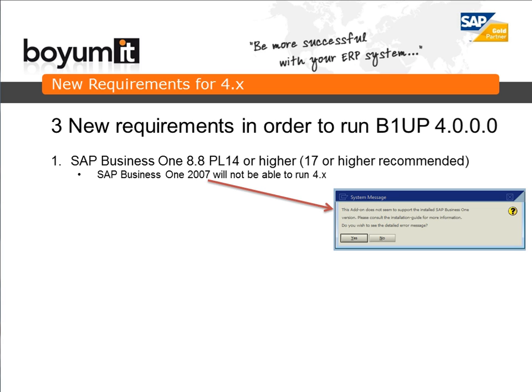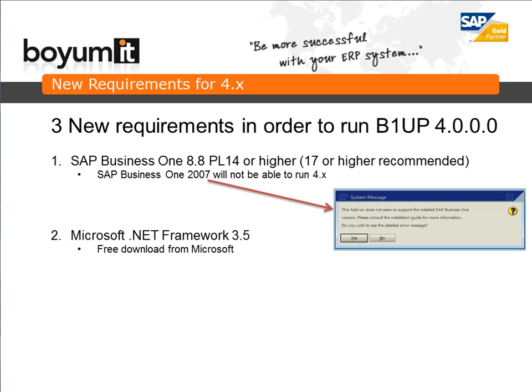but we have chosen this in order to bring out new functionalities, and as we see the adoption rate of 8.8 has been so good, we are convinced that this is the right time to do this. We of course will have the old versions for 2007, but new functionality will not be added to them.